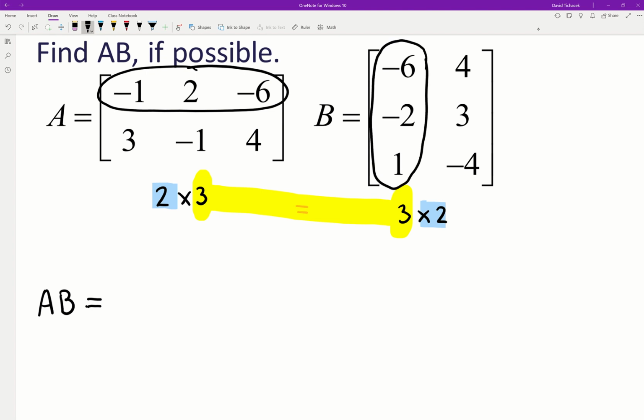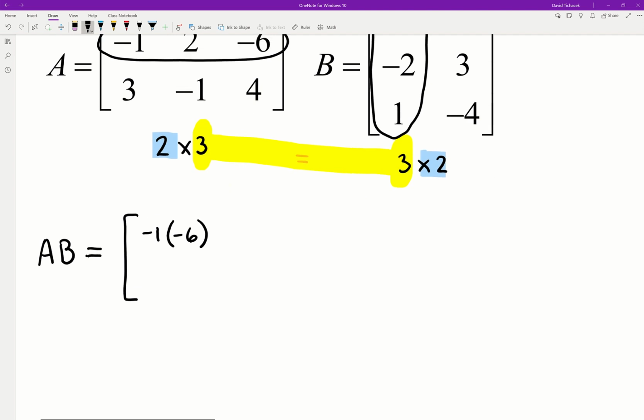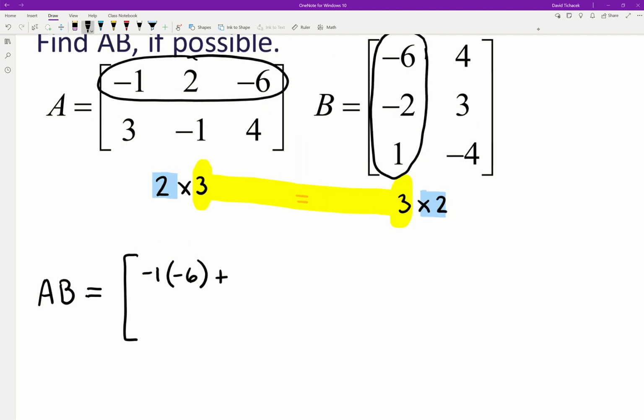Okay, so we're just going to go ahead and write this out here really quickly, right? So the first entry of the first row of A is a -1. We're going to multiply that times the first entry of the first column of B, and that here, of course, is -6. Okay, I know that that result ends up being a +6, but we're not quite done here because we're just going to need to add that result to all the different products of the entries that are in the ones that I've circled up here.